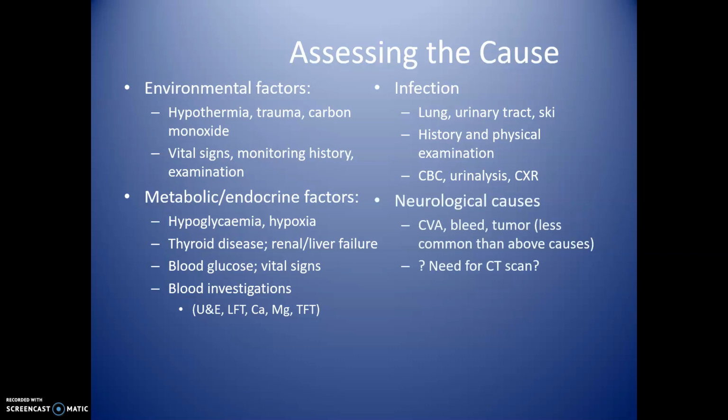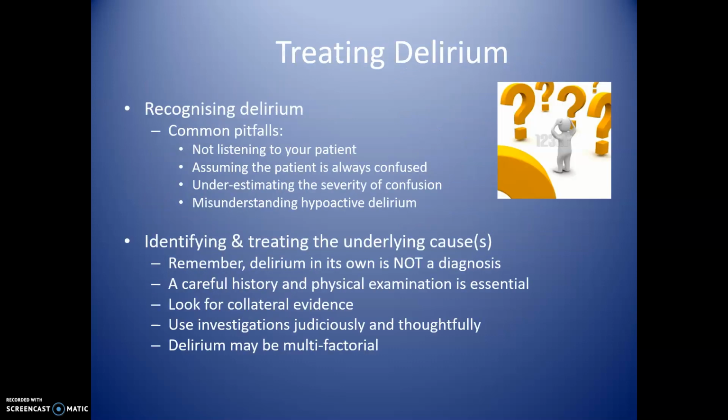Neurological causes such as strokes, bleeds and tumors may be revealed through the history and physical examination and will lead us to decide whether we need a CT scan or not. But bear in mind, think about the metabolic and infective causes first. Identify those and treat them before you rush to a CT scan.